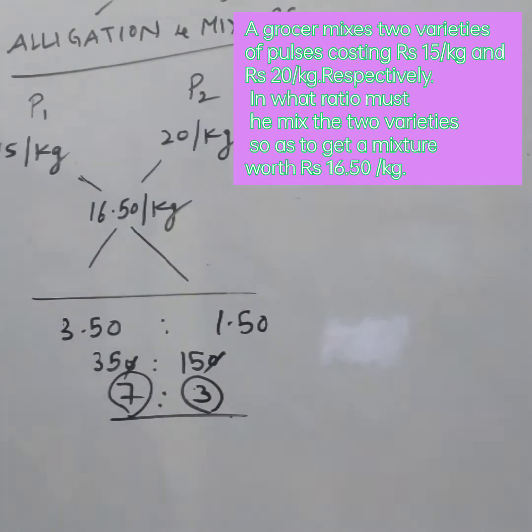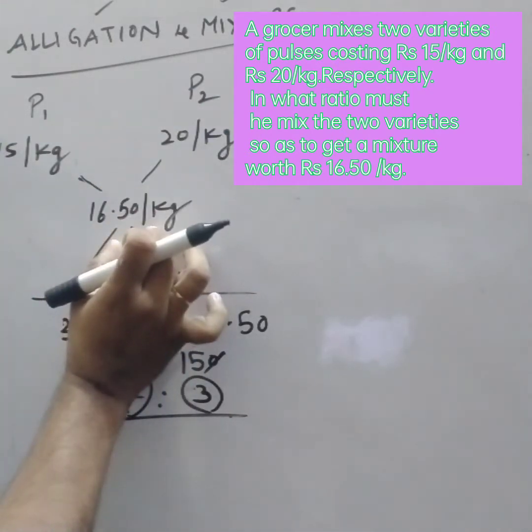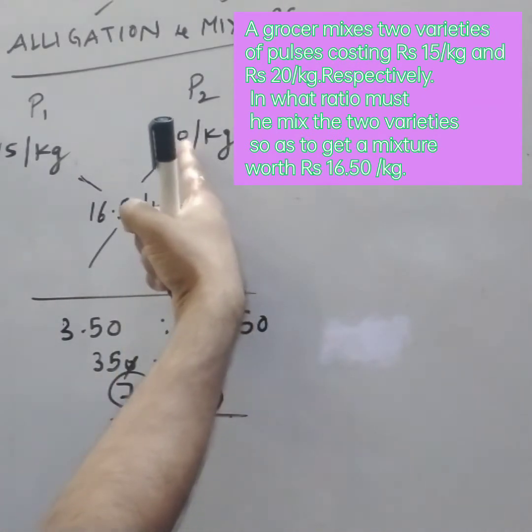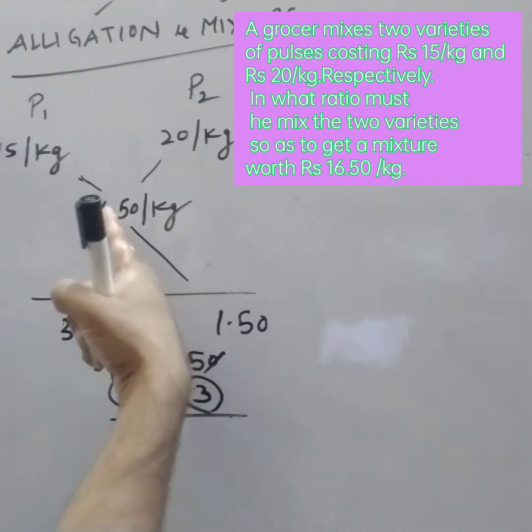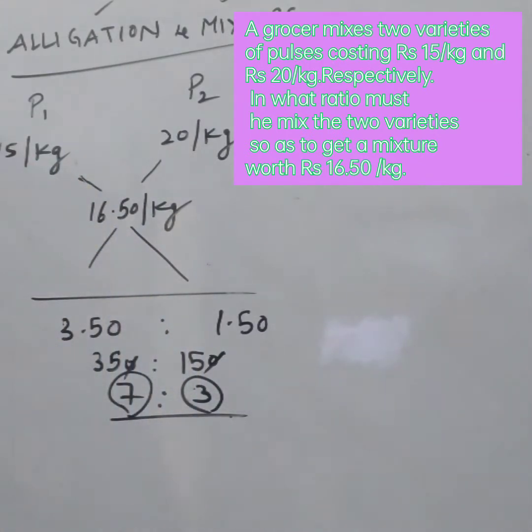Hope it's clear. What we are doing, this is one kind of pulse, this is another kind of pulse, this is the mixture. We are putting it in the center. Actually there is a formula, that is dearer quantity minus cheaper quantity, but I am not telling any formulas here directly. This is 20 minus 16.50, this is 16.50 minus 15. Hope you have seen the first question. Let us go to the second one.